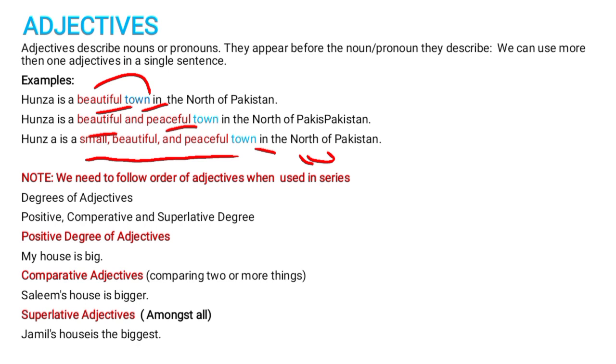The superlative adjective is when you are talking about or considering so many things together. So you are saying amongst all. So Jamil's house is the biggest. So that means that there are so many houses, but amongst all, Jamil's house is the biggest.